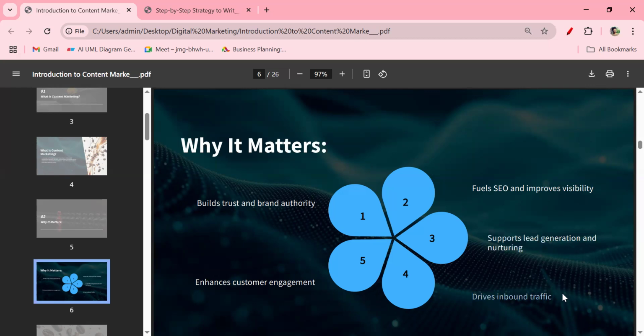Let's suppose you created content and you have also provided a landing page apart from the content. If anyone is interested, they will click to your landing page, right? So that brings inbound traffic, and it also enhances customer engagement.